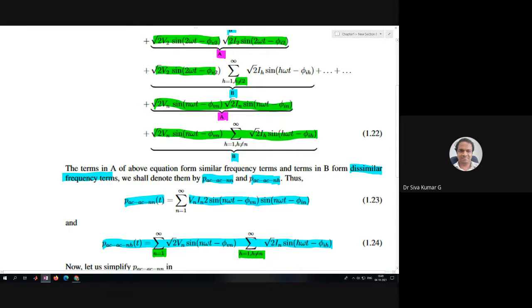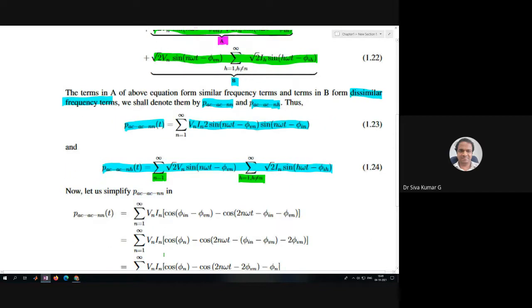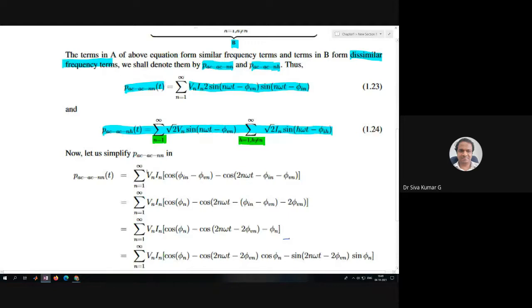Anyway, we are very much interested in the similar frequency components, so we'll try to see about those also. Now for this equation of the similar frequency components, sine 2n omega t, we can write it out as this equation. This is phi an minus phi v1. It should be over here.